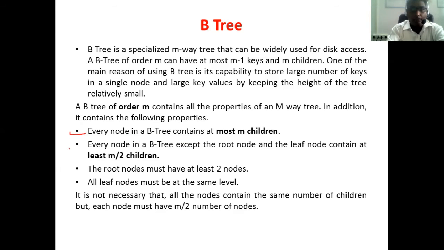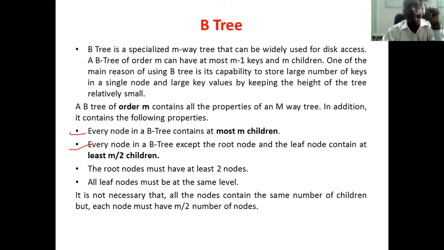Every node in a B tree except the root node and the leaf node contains at least M divided by 2 children. Except the root node and the leaf node. Leaf nodes are those nodes which contain 0 children. So except the leaf node and the root node, the other internal nodes contain a minimum of M by 2 children. It means that leaving aside the root node and the leaf node, every internal node in between should contain at least M divided by 2 children.